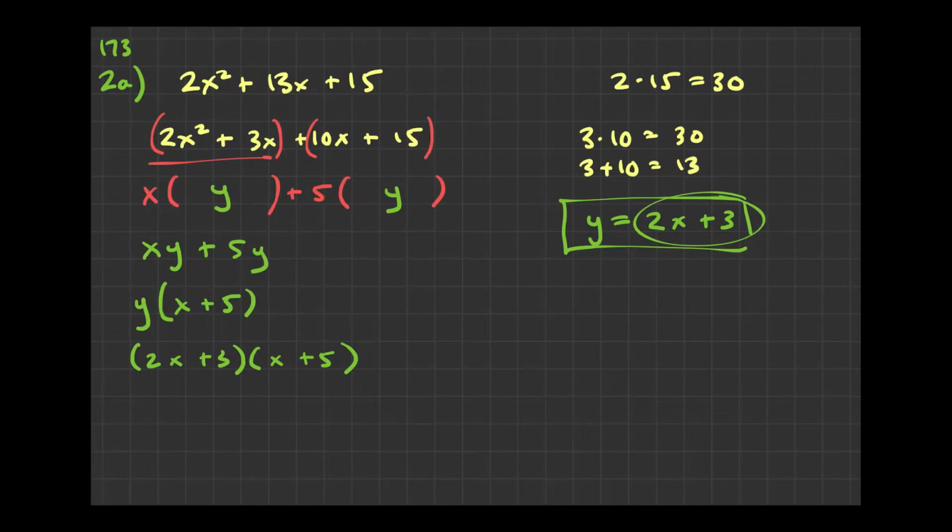Yeah. So really, we're just thinking of whatever's in the brackets as, since it's the same thing, it's 2x plus 3 and 2x plus 3. We're just factoring that out. And then what's left on this one is x, and on this one is 5. So we've got an x plus 5.